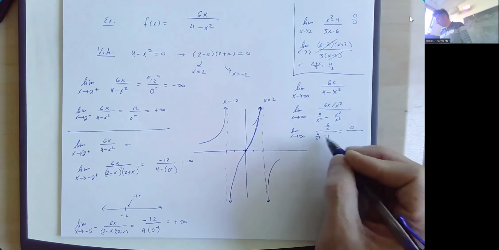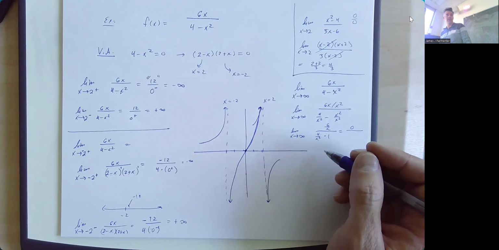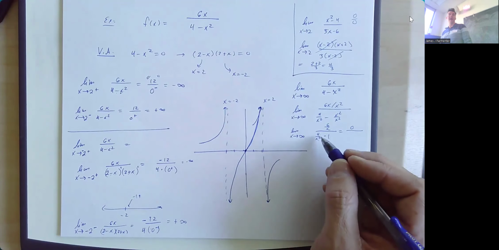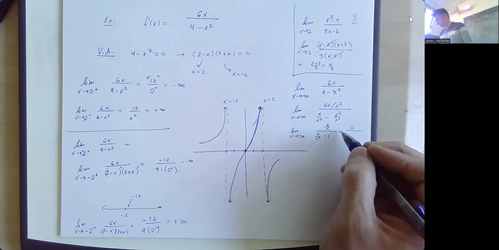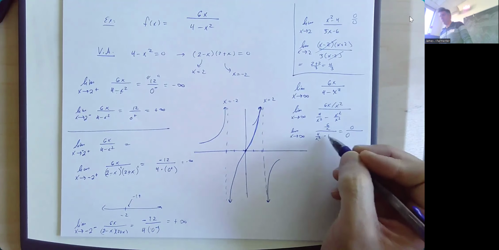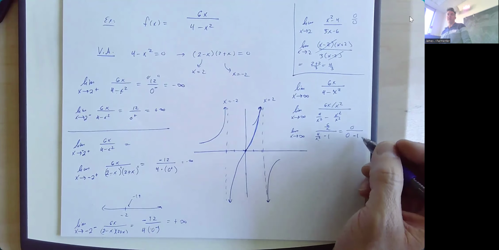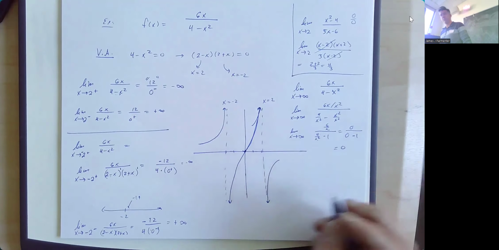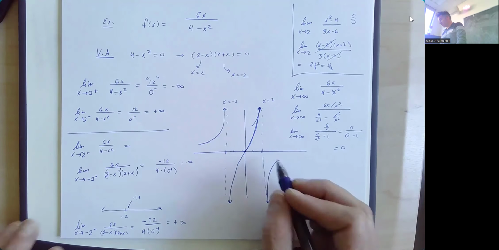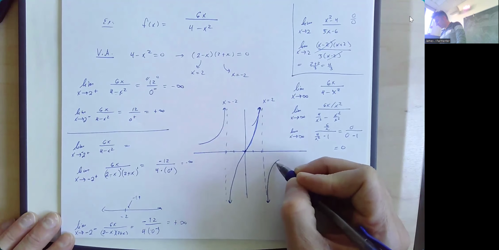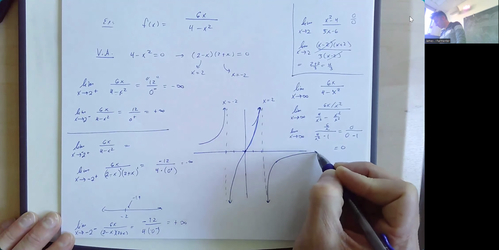And the bottom, 4 divided by x squared, has the same fate. In the fraction 4 over x squared, the denominator is getting really, really big, so the fraction is getting really, really small. And then -1 is just -1. So 0 over -1, 0 divided by -1, is 0. So what we're saying is as x gets really, really big, the y values get closer and closer and closer to 0.